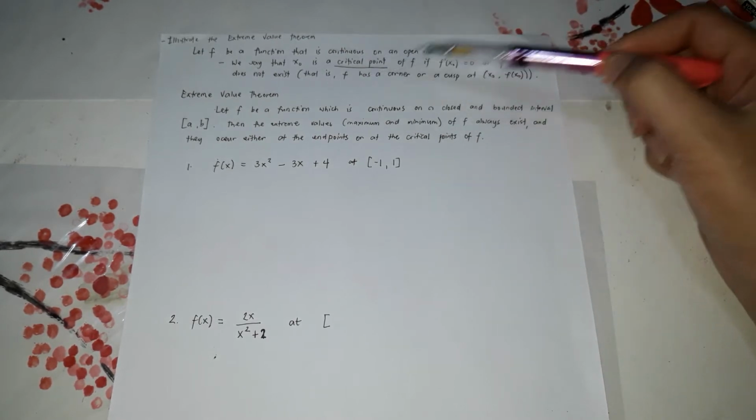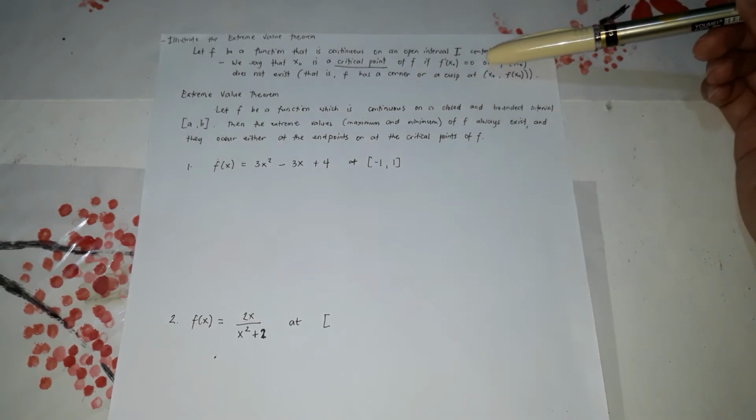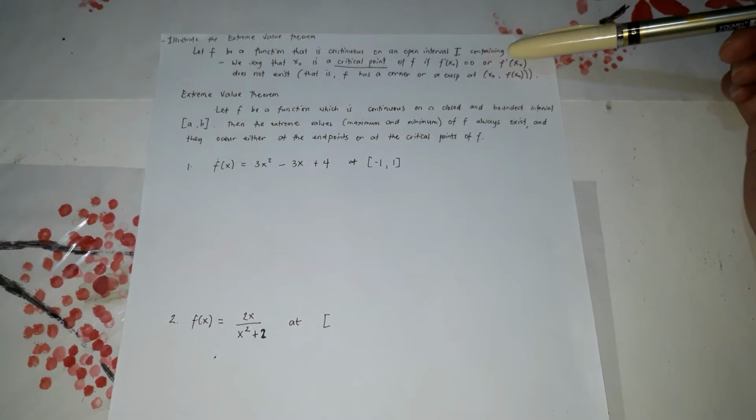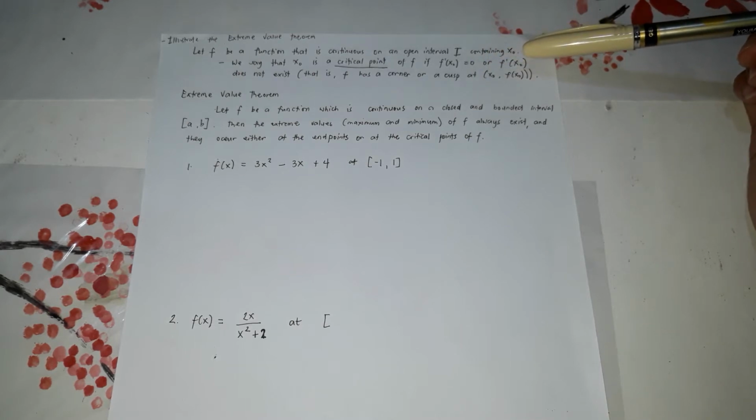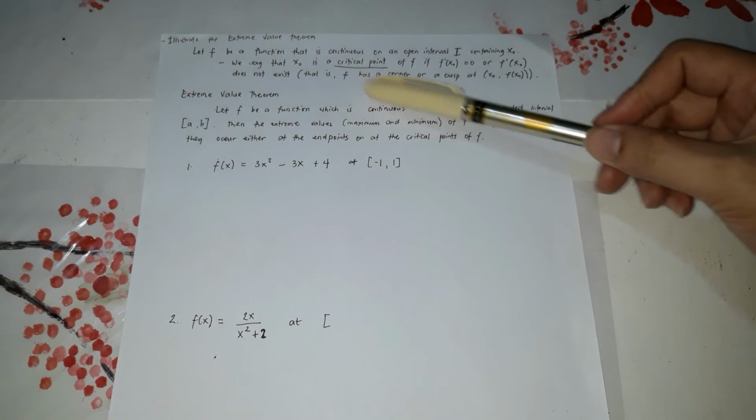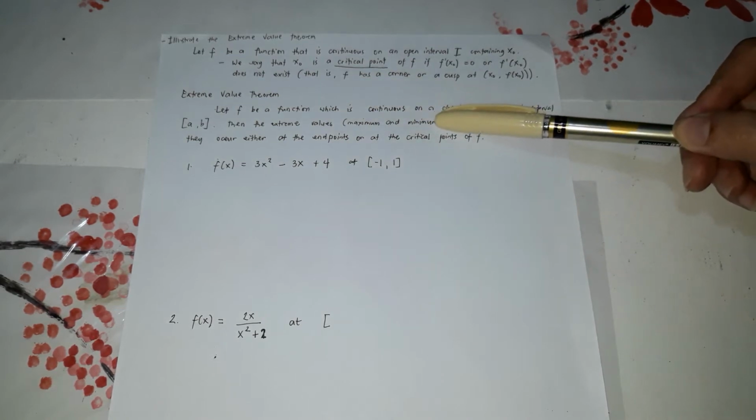We say that x sub 0 is a critical point of f if the derivative of f of x is equal to 0 or the derivative of f of x does not exist, that is, f has a corner or a cusp at x sub 0, at f of x sub 0. So this is the definition of the critical point. What you're going to do is get the derivative of the function and then equate it to 0 to get the critical point.